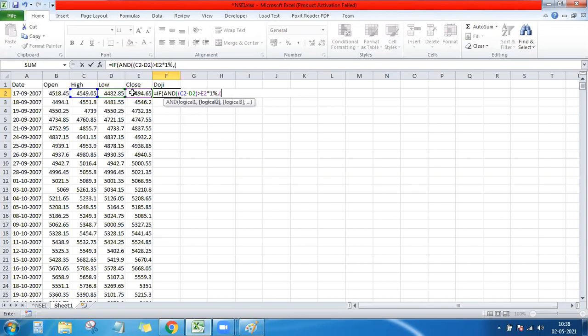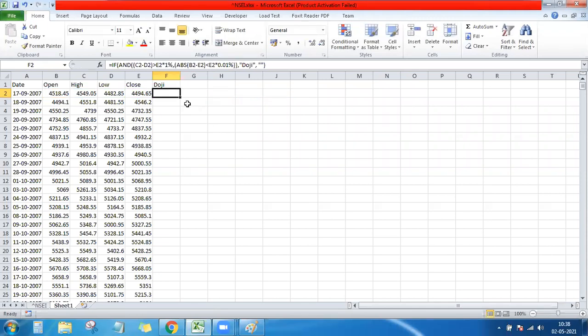And the second condition, absolute value of open minus close, it should be less than the close multiplied by 0.01%. And condition is completed. Now, if both of these conditions are true, then print doji over here or else leave it empty. First, the high minus low, making sure that there is a range of 1%, and then the open minus close, making sure that there is absolutely no body.